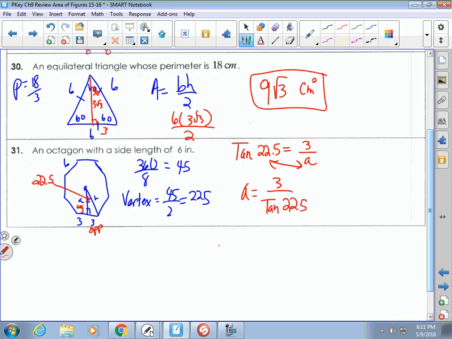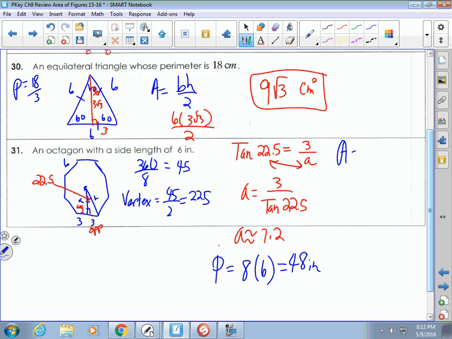You have to put that in the calculator, and you get an approximate decimal answer. A is going to be approximately 7.2. So now I can find the perimeter of my octagon because I have 8 sides and they're 6 inches each. So we have 48 inches.